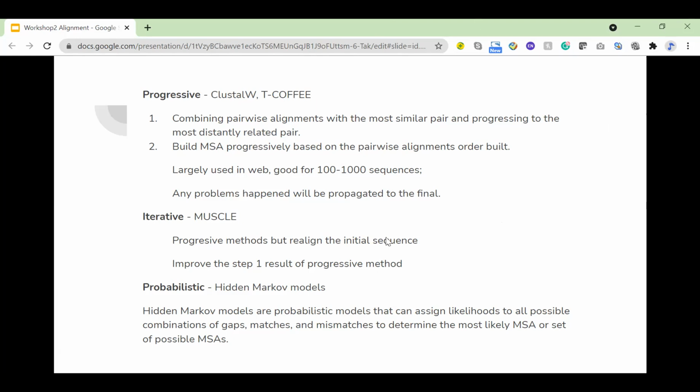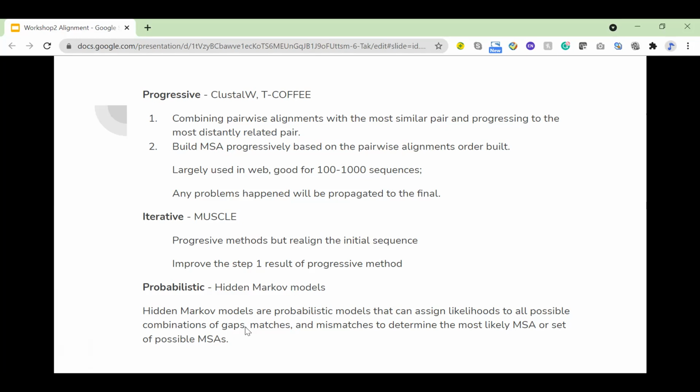And an iterative method is like MUSCLE. It's a kind of improvement, maybe a better solution compared to the progressive method. After you do the first pairwise alignments, you don't just leave them alone and never use them again, but you keep realigning those initial sequences to the others. That's why it's called iterative, because you introduce iteration into it.